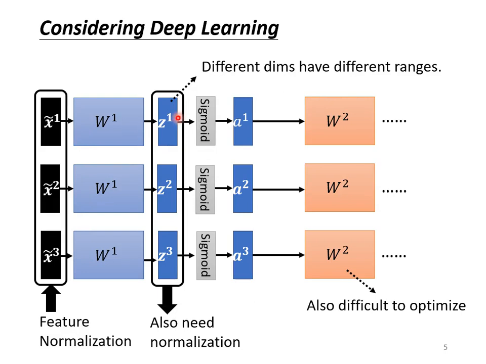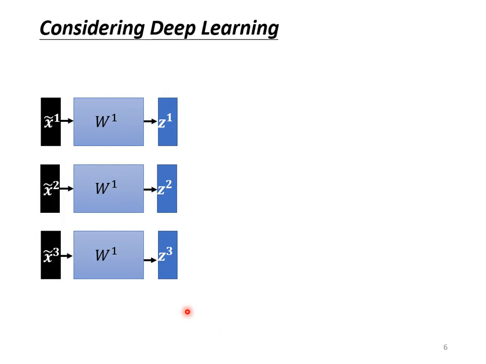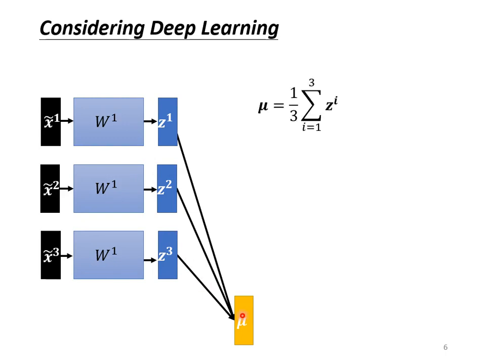Okay, here, we do it on Z. We do feature normalization on Z. How do we do feature normalization on Z? Then, you consider Z as another feature. Here, we have Z1, Z2 and Z3. We take z1, z2 and z3 out, and we calculate its mean. How do we calculate its mean?